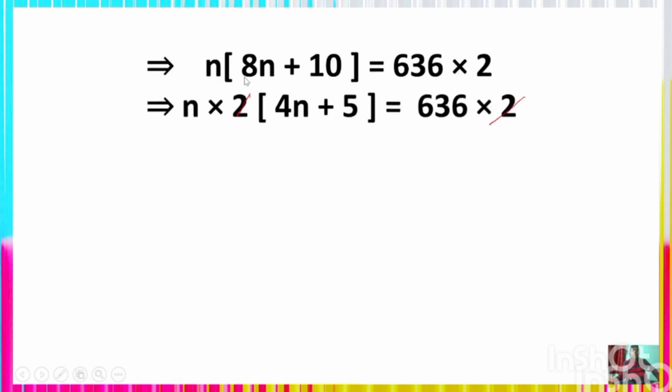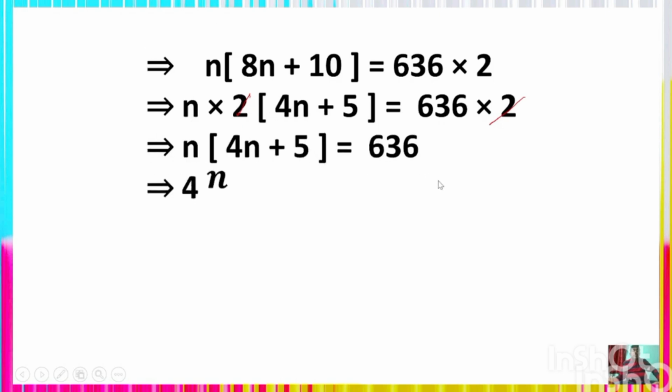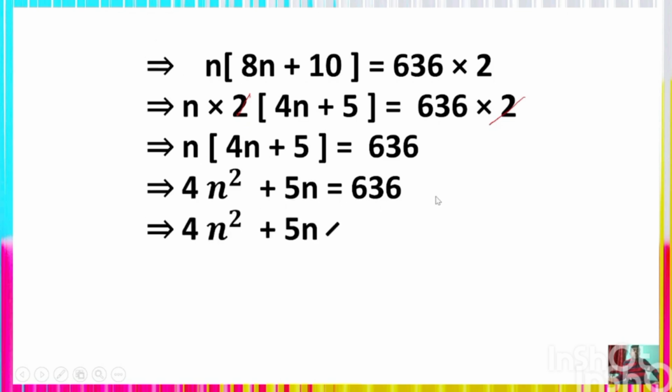Here we have to take the common factor from 8 and 10. After taking the common factor, it will be n into 2 whole into (4n plus 5), which is equal to 636 multiplied by 2. Here the 2 on both sides will be cancelled. After cancellation, we shall get n whole into (4n plus 5) is equal to 636. Thus 4n multiplied by n is 4n square plus 5 into n is 5n is equal to 636. Thus 4n square plus 5n minus 636 is equal to 0.